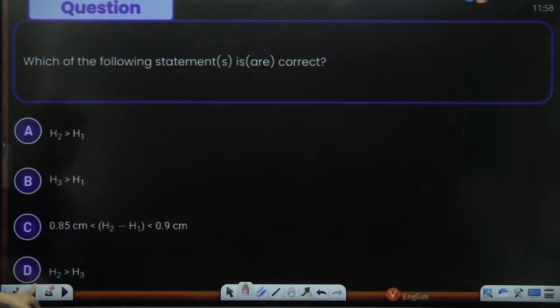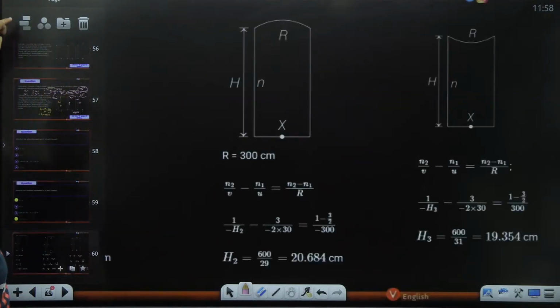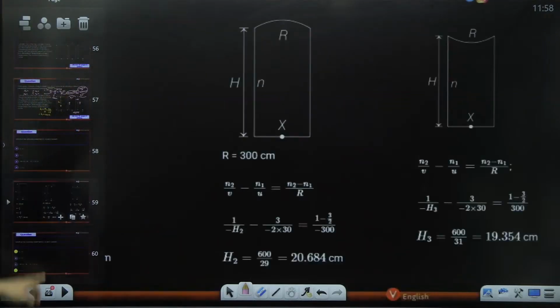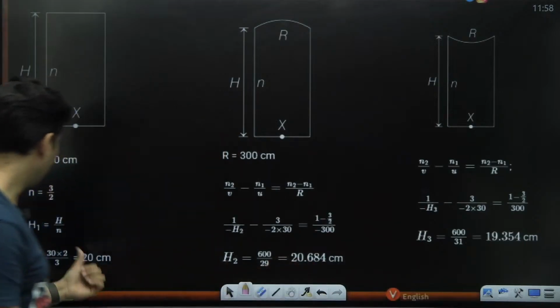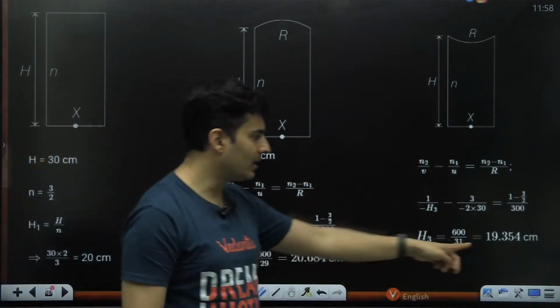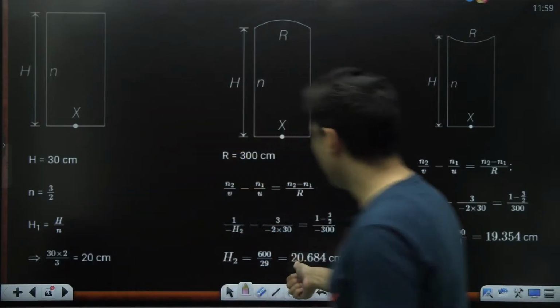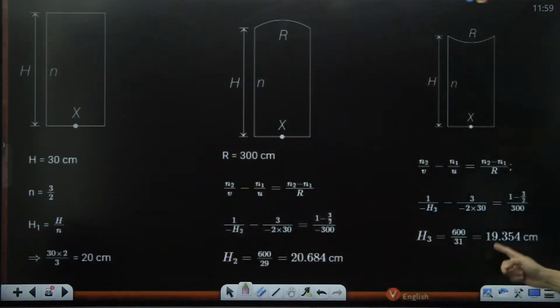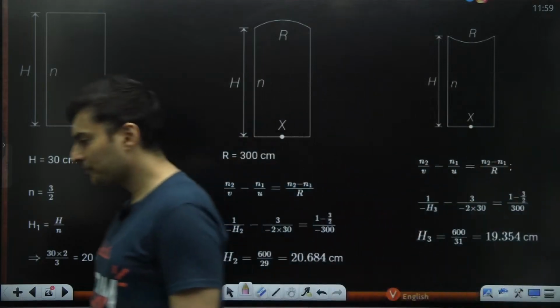This one. First height you get 20.68. Remember, before H1 was 20, so you will get it as 20.68, and the last one you will get it as 19.35. So this is the maximum height, this is medium, this is the least apparent depth. That's all you have to do.